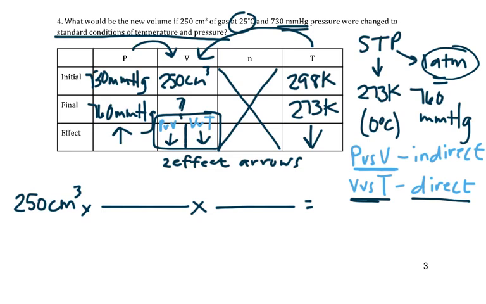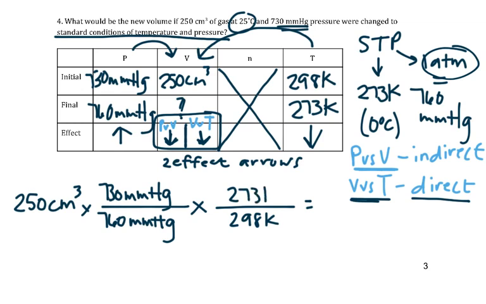Because both of my effect arrows here are pointing down, that means my large number for both variables is going to fall to the bottom. So we'll put our 730 up here, and then for temperature, 298 below, and 273 up top. When you plug this all into your calculator, you should get, as your calculator answer, something very similar to 219.986.